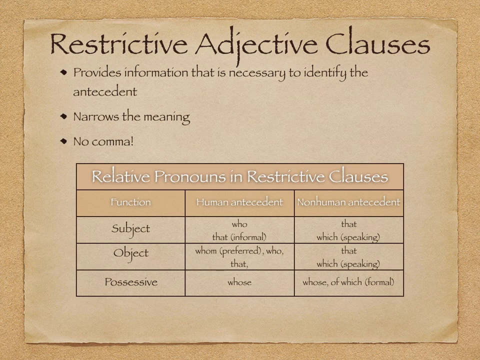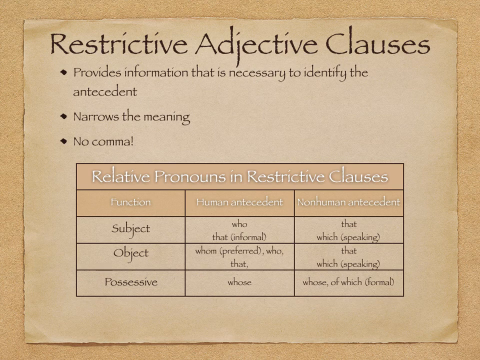And so the relative pronoun in restrictive adjective clauses can do all of those different jobs. It can be the subject of the adjective clause, or it can be the object of the adjective clause. It can also function as a possessive in the adjective clause. It also makes a difference whether the noun that we're modifying, remember that word antecedent, is human or non-human. So all of those things will tell you what is the appropriate relative pronoun to use in the restrictive clause.